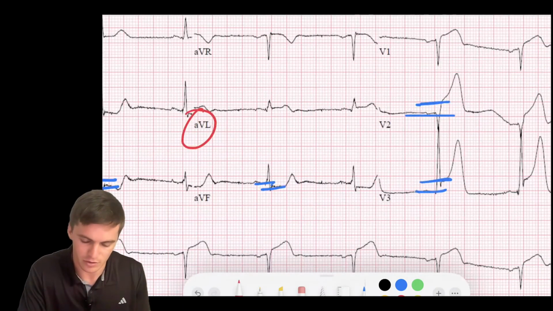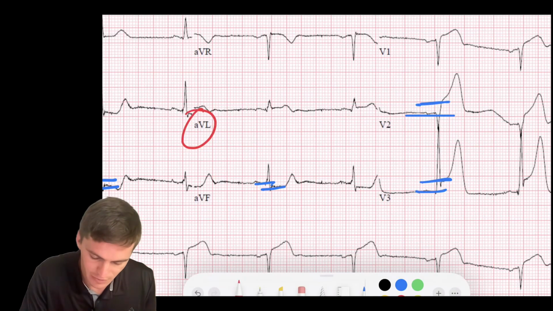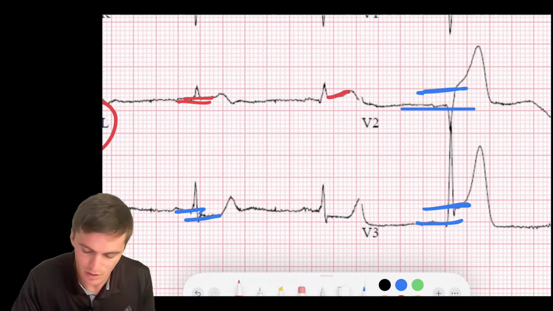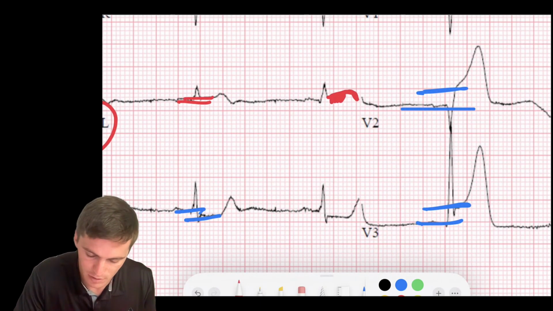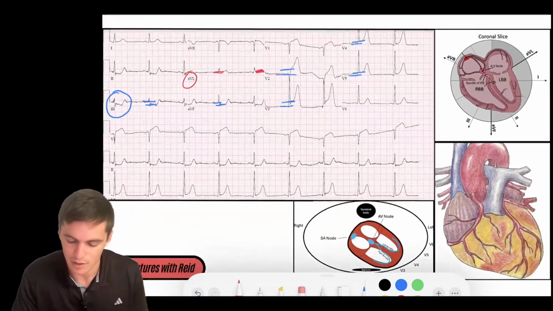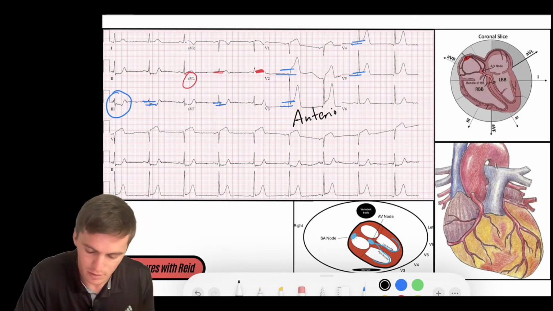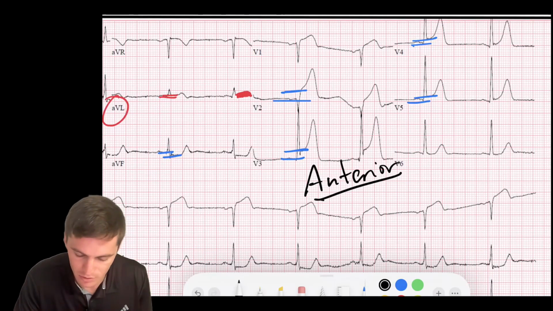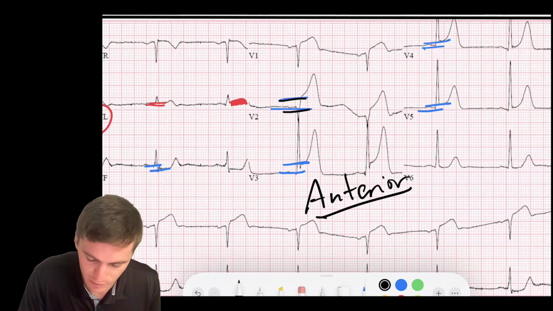If you look in aVL, you see a little bit of a hyperacute T wave, right? We don't really see a ton of ST segment elevation, but you see a little bit of a bulky T wave where the area under the curve is higher than what we would expect. So here we have a predominantly anterior STEMI, but it also looks like we've got some septal involvement with V2 and then a little bit of V1.